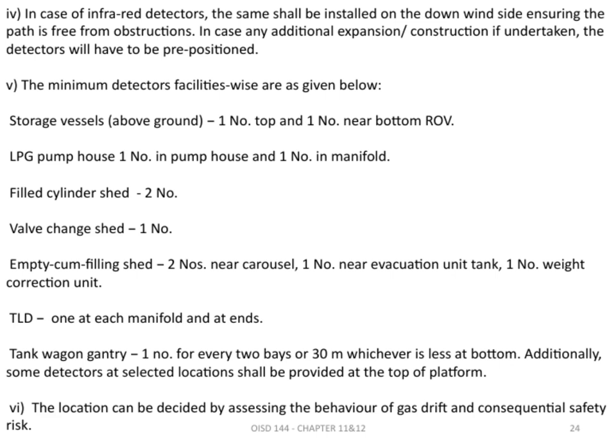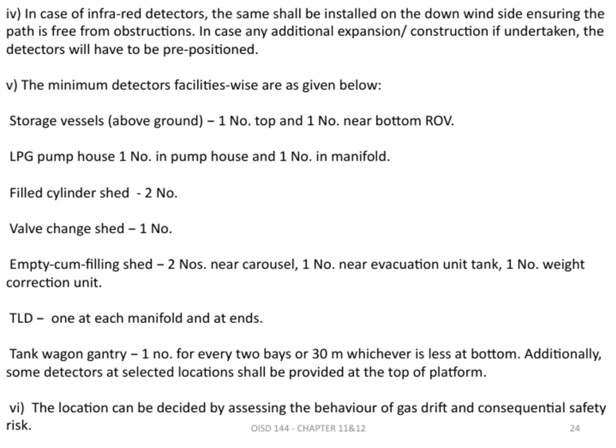Next, let's look at the minimum detector requirements based on facility types. For storage vessels above ground, we need at least 2 detectors, one at the top and one near the bottom riser outlet valve. In the LPG pump house, detectors should be placed inside the pump house itself and at the manifold. The filled cylinder shed requires 2 detectors, ensuring coverage for potential leaks. The valve change shed should have at least 1 detector, while the empty cum filling shed needs more, 2 near the carousel, 1 near the evacuation unit tank, and 1 at the weight correction unit.